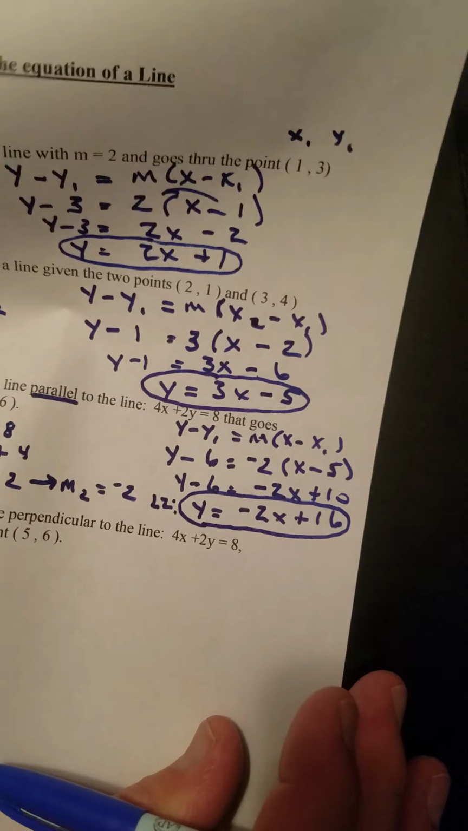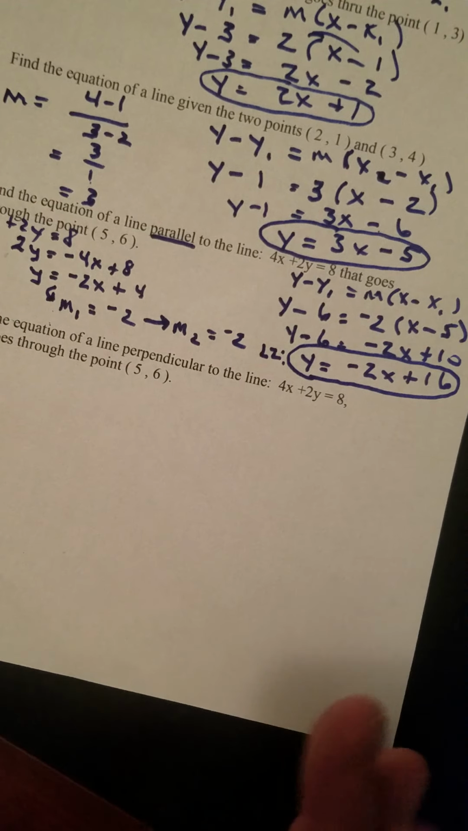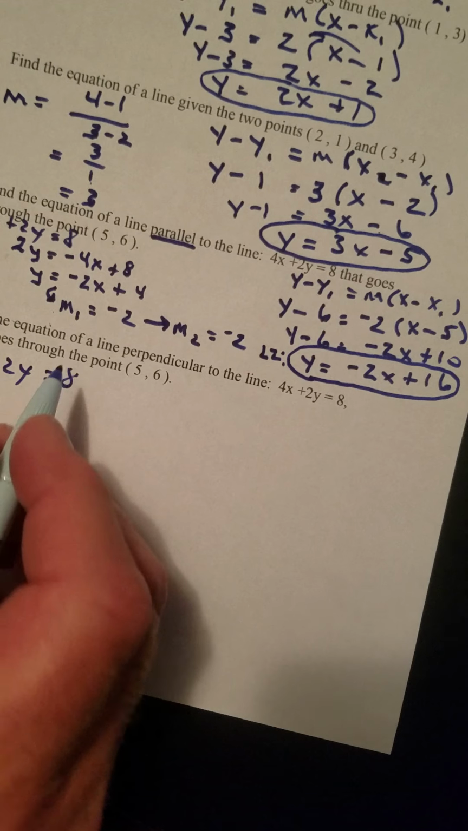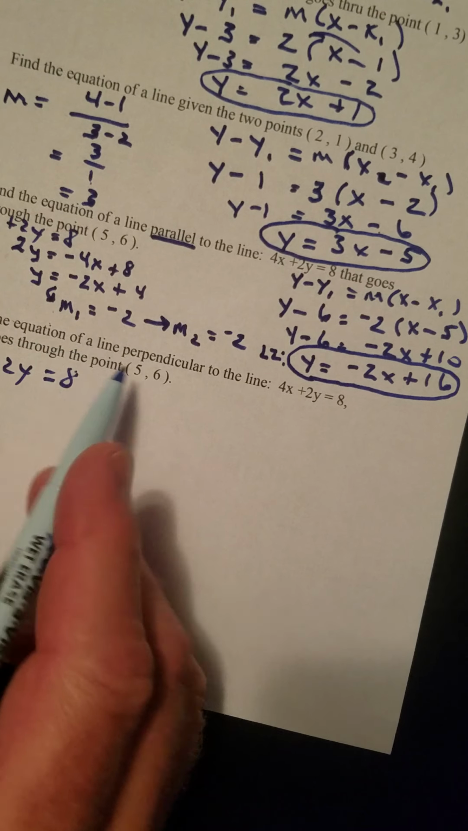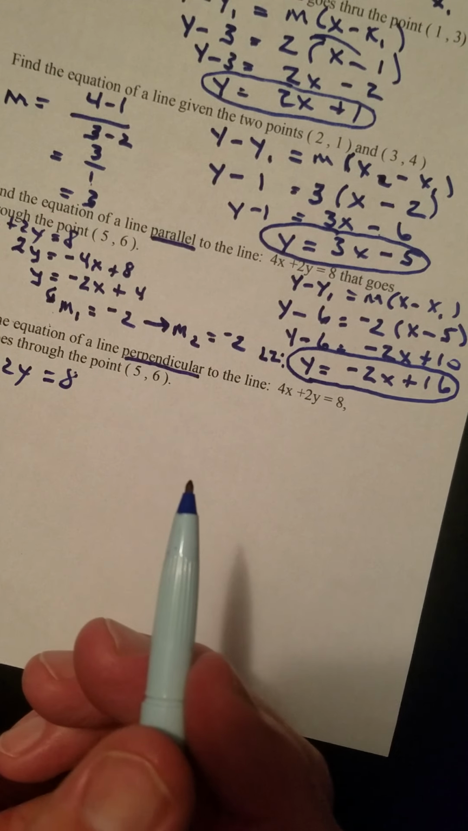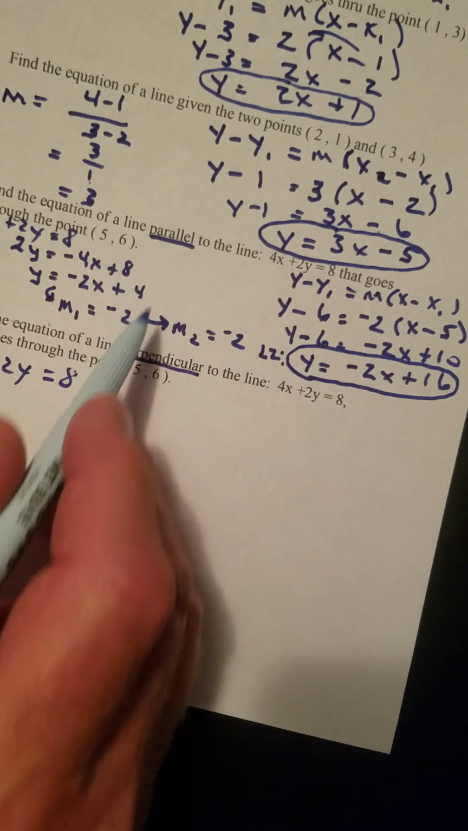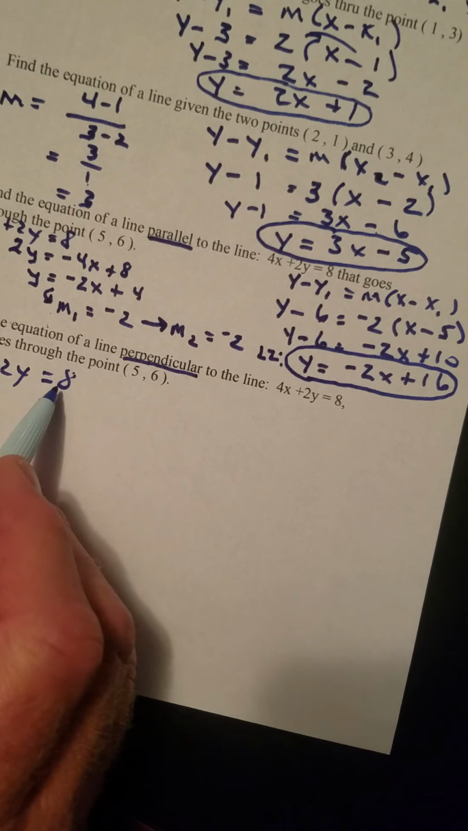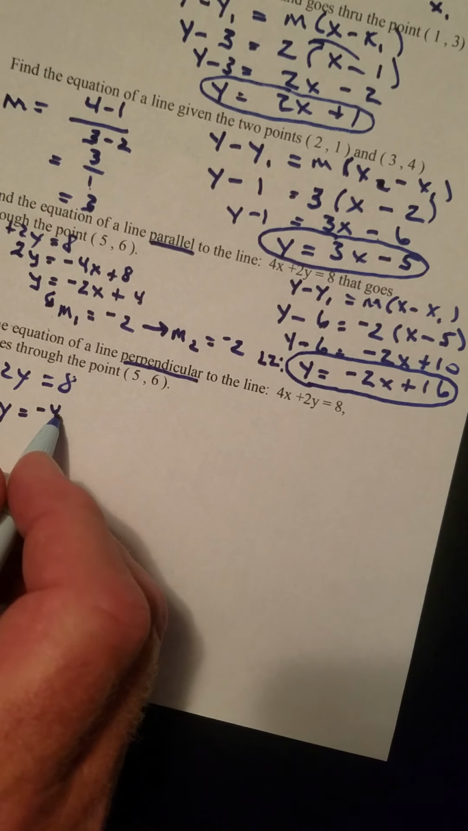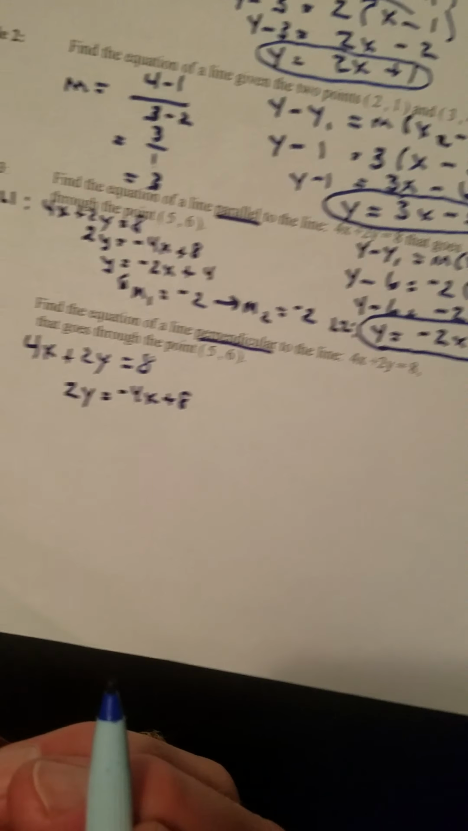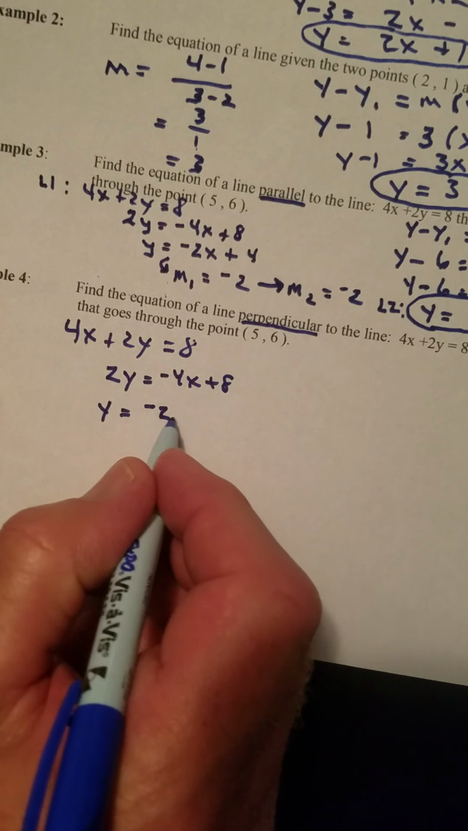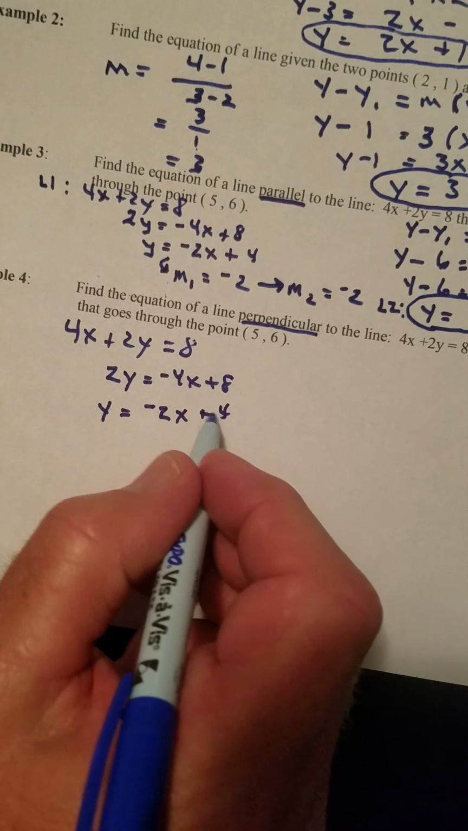Okay, one more example. Hope I don't run out of time here. So we're going to start out with 4x plus 2y equals 8. I want to find the equation of the line perpendicular to this line that goes through the point (5, 6). It's actually the same problem except it's parallel there and it's perpendicular here. I'm going to do the same thing here I did up on top, even though I already know the answer. 2y will be -4x plus 8. So y is equal to negative, divided by 2 becomes 2x, and 4.